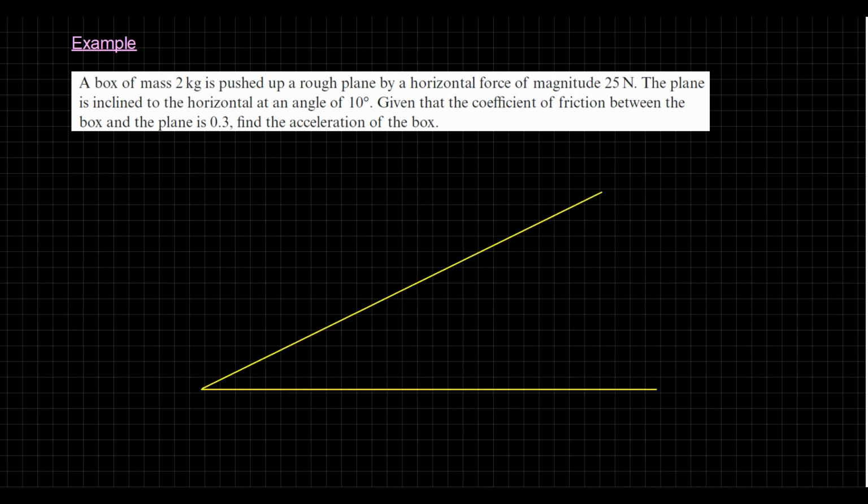Okay, so let's do our inclined plane. Put on the info. It's 10 degrees. I'm just going to draw the box as a circle just to make things simple. 2 kilogram mass. That's 2g.